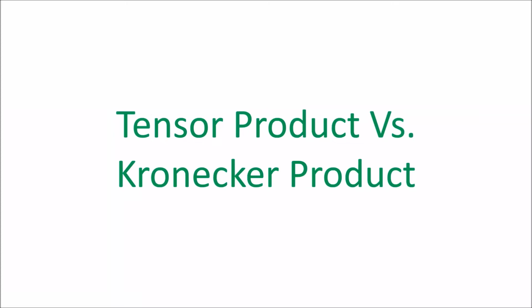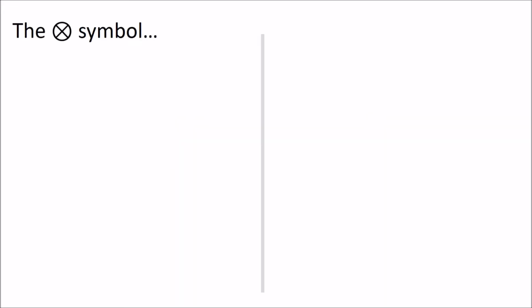In this quick video, I'd like to clarify the difference between the tensor product and something called the Kronecker product, which I've used in a previous video, but I haven't actually mentioned it by name. Both products are denoted by the same symbol, which is this circle times symbol, and I'm guessing that's probably a little bit confusing.